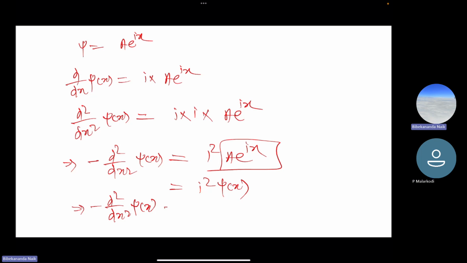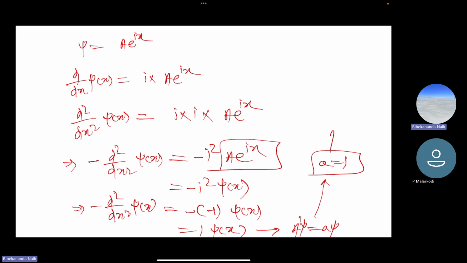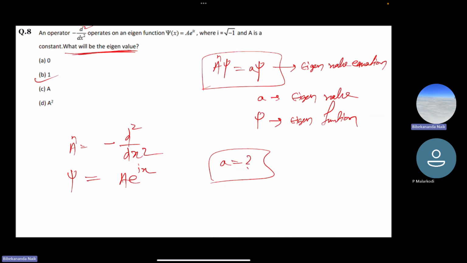Yes, sir. So minus of minus 1 psi x, that is 1 into psi x. If we compare it to the form of the equation A operator psi equal to a psi, then what is the value of a here? The value of a here is 1. So the eigenvalue is 1 in this particular case. So our answer is also 1. Is this clear? Yes, sir. So our correct option will be option B, that is 1.